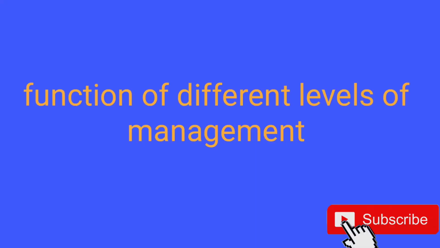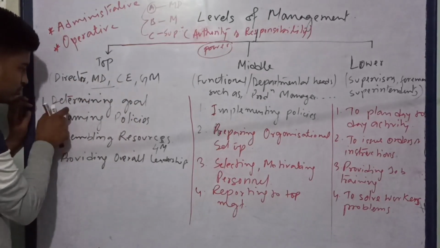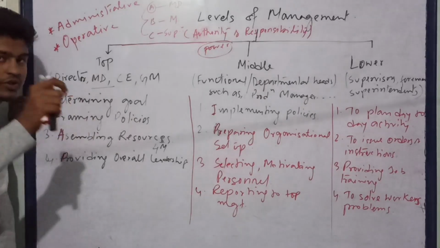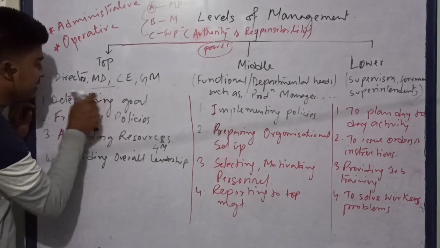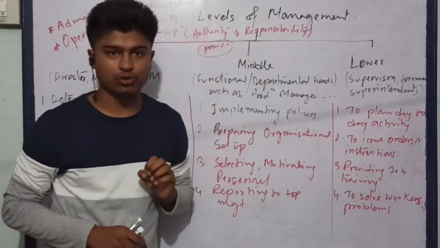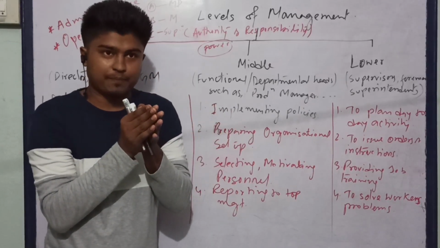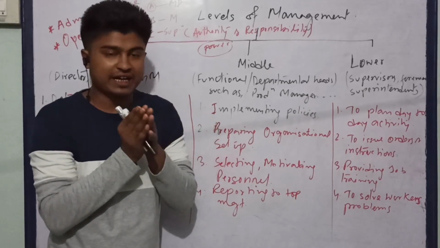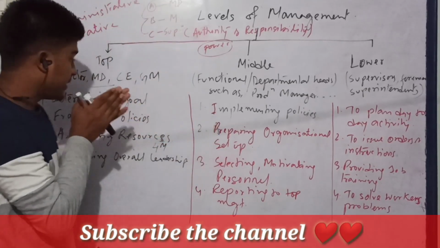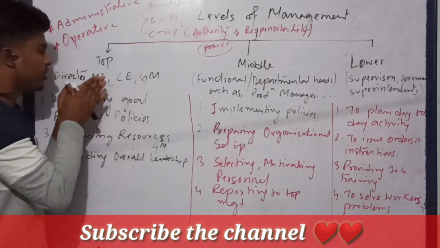Now, functions of different levels of management, that is top, middle, and lower level management. See, first, top level management. I have written down some of the points of functions of top level management. See, first point is determining goal. Determining goal means when an organization was set up, there is a definite goal. In order to achieve this definite goal, the organization assembles its resources for conducting the various activities. So determining goal means deciding goal or setting of goal is the function of top management.